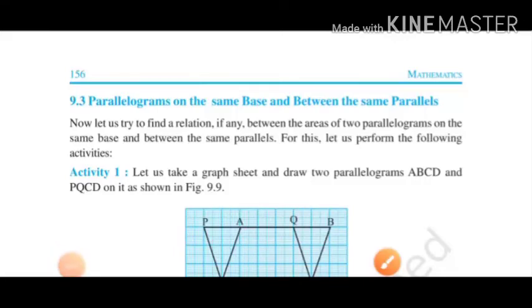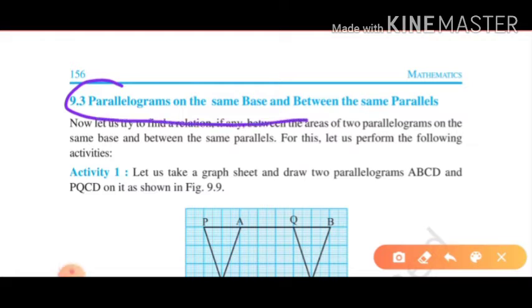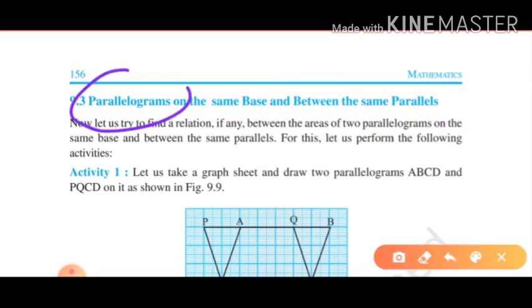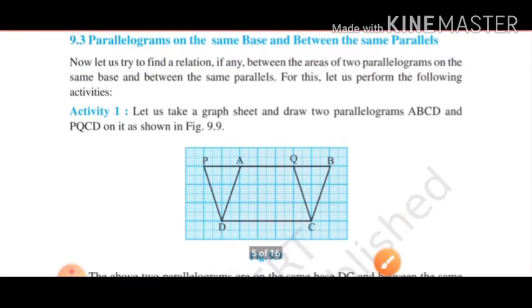Hello students, welcome back. Today in this video we are going to learn about parallelograms on the same base and between the same parallels. In our previous video we have learned about different figures standing on the same base and between the same parallels. Here we will only discuss parallelograms. Okay, same thing we know.